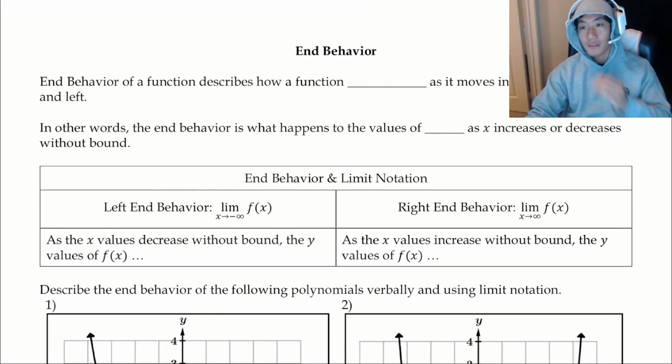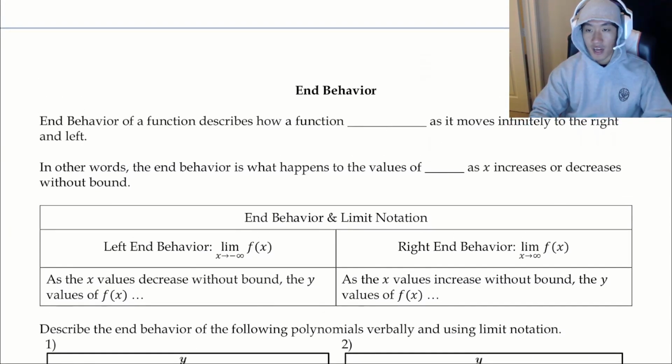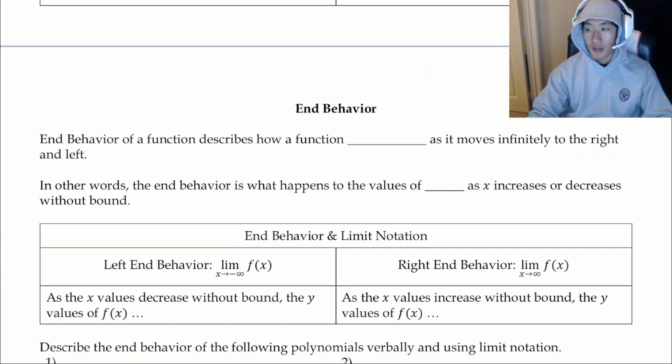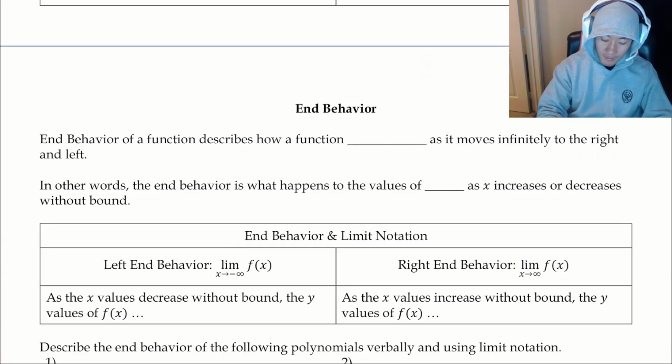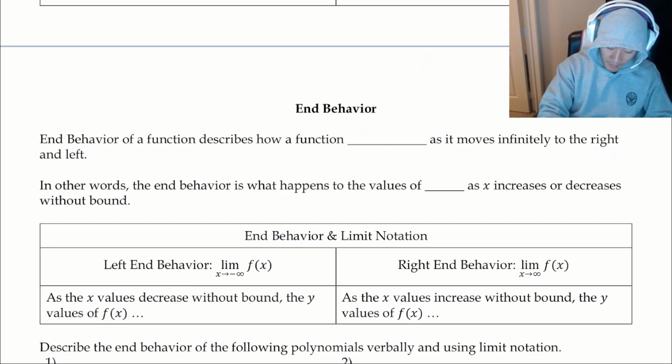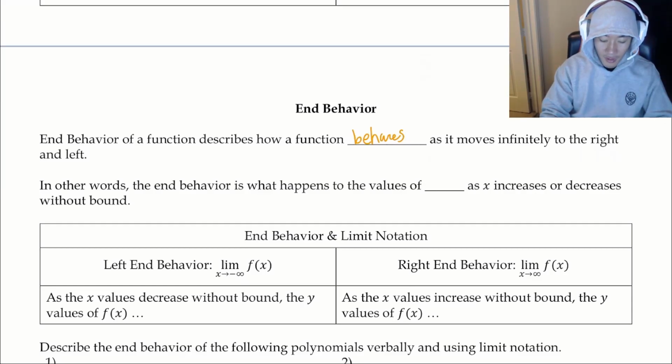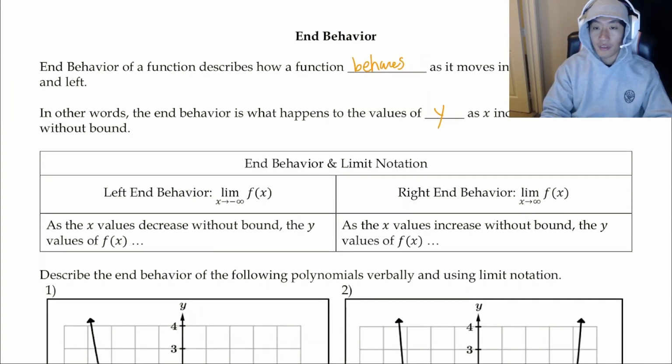Now we have end behavior. End behavior of a function describes how a function behaves as it moves infinitely to the right and left. In other words, the end behavior is what happens to the values of y as x increases or decreases without bound. And so here's a notation that we have here, right? It's called limit notation for end behavior.